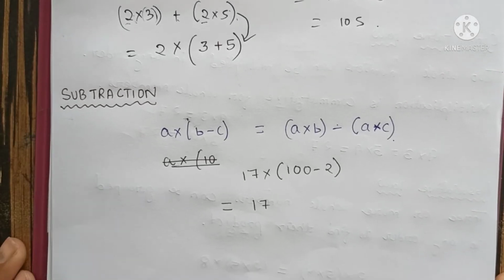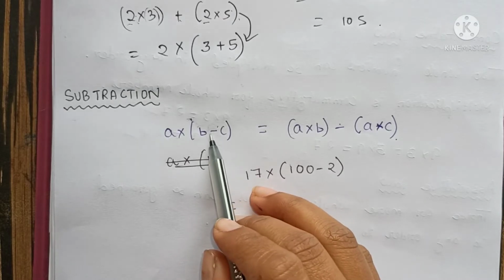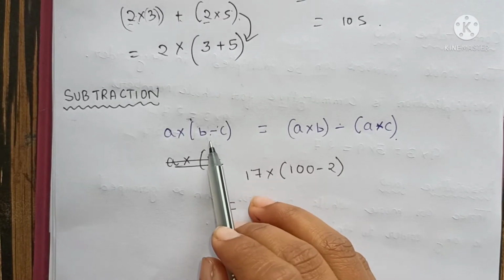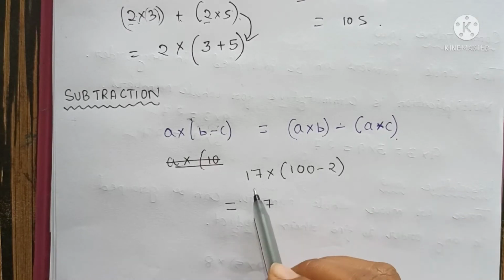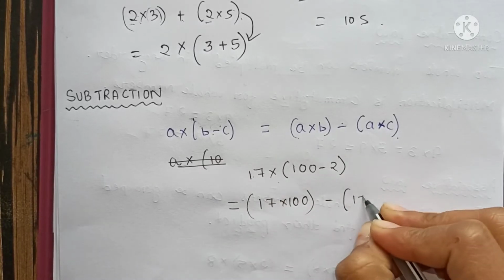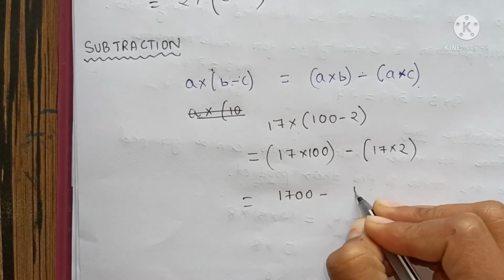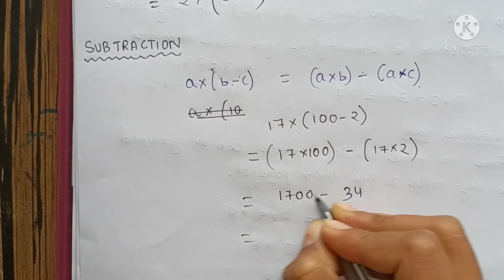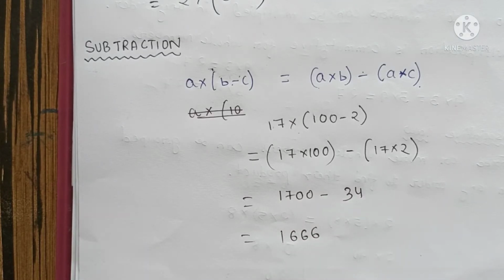Now let us see how we can apply distributive property of multiplication over subtraction. Only the sign here is changed. Previously it was a plus sign and now it has become a minus sign. So A multiplied by B minus A multiplied by C. 17 into 100 minus 2. So what we can do? 17 into 100 minus 17 into 2. So here we will get 1700 and here we will get 34. So let's subtract. We get 1666. So this is distributive property of multiplication over subtraction. Okay.